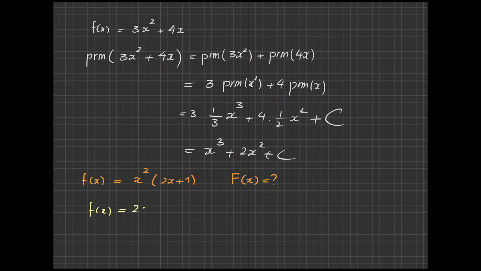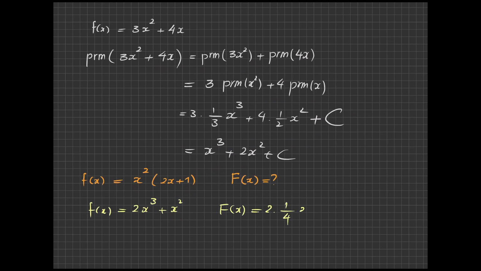It becomes 2x to the power of 3 plus x squared. And now everything, hopefully, is ready. You have these two rules of addition and multiplying by a constant, and you also know what we should do with these. So what is the answer? Can you do it in your head? 2 times what? 1 over?